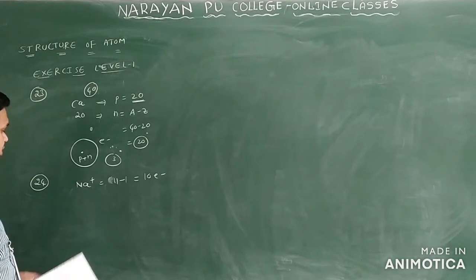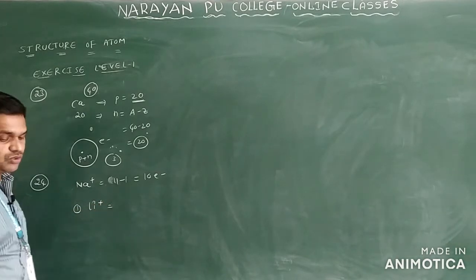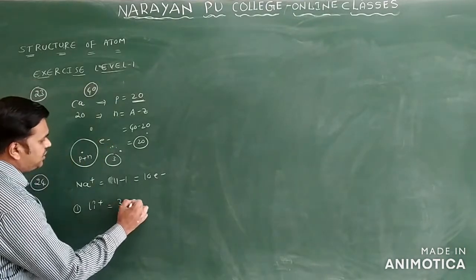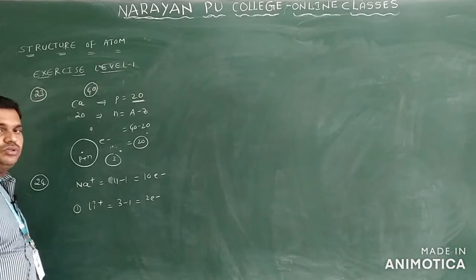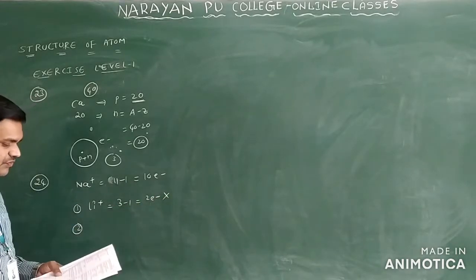See the first option we have. The first option given is Li plus. Hydrogen, helium, lithium only. Lithium is 3 only. 3 minus 1, that is equal to 2 electrons. Are both the same? No. Come to the next option, we have Mg plus 2.